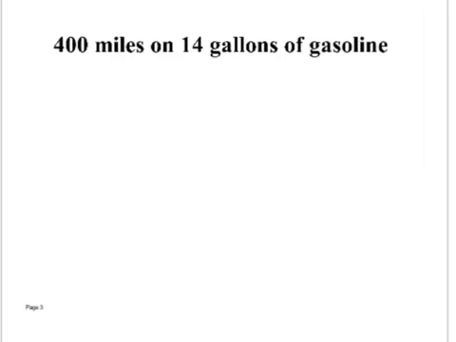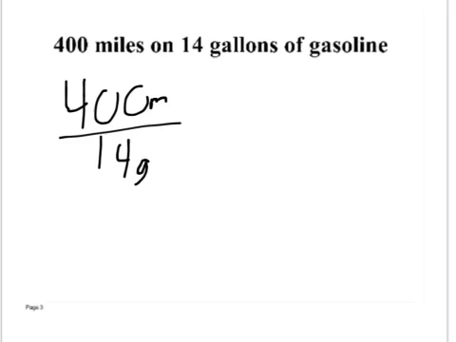Alright, write this down. 400 miles on 14 gallons of gas. It wants us to find the unit rate. How many miles per gallon we've gone. Okay? We know we've gone 400 miles on 14 gallons. We want to find out what our mileage is. How well our vehicle has been doing. So we write 400 miles over 14 gallons.